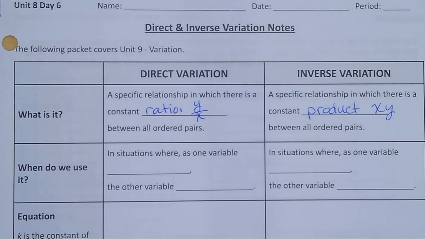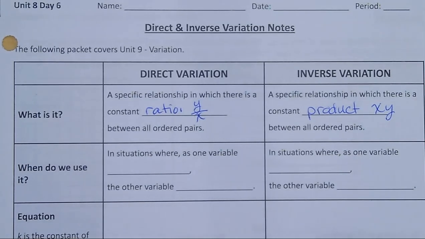Okay, so direct variation, if I am looking at a table of x and y, or if I'm looking at a set of ordered pairs, I'm going to always get the same ratio when I say y divided by x. If I'm looking at a table or a set of ordered pairs and I get the same product every time when I multiply an x times a y, then I have an inverse variation. And we're going to be able to see some differences when we graph those out.